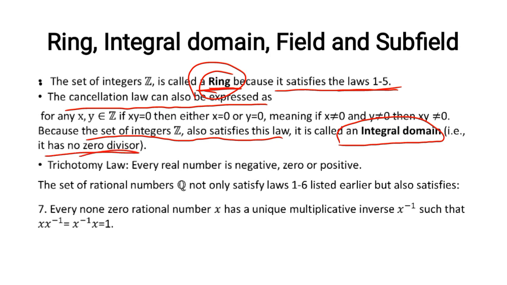Now there's something which you should be able to state by heart, which is the trichotomy law. The trichotomy law simply says that every real number is 0, well, 0 negative, so let me take it again.